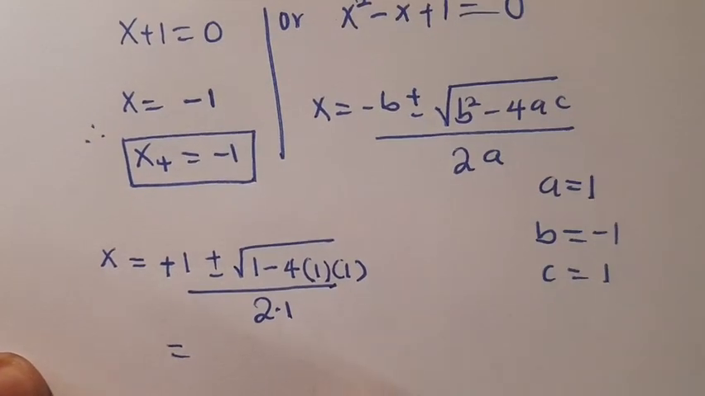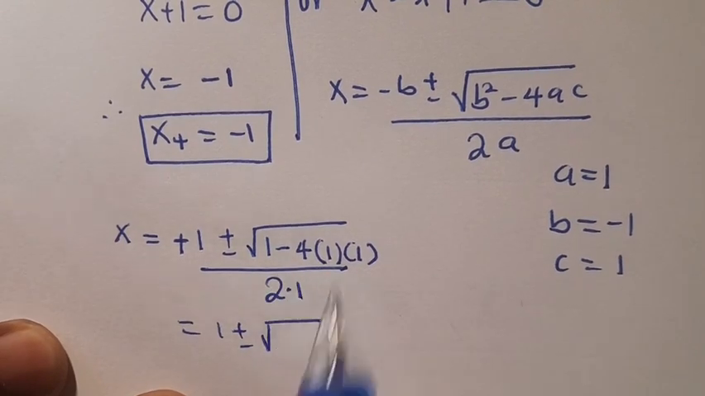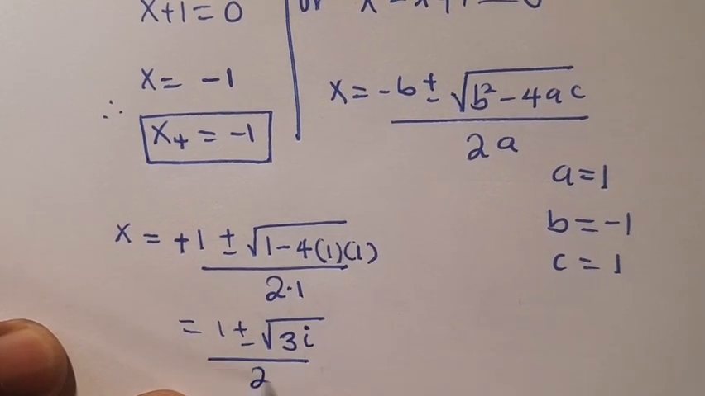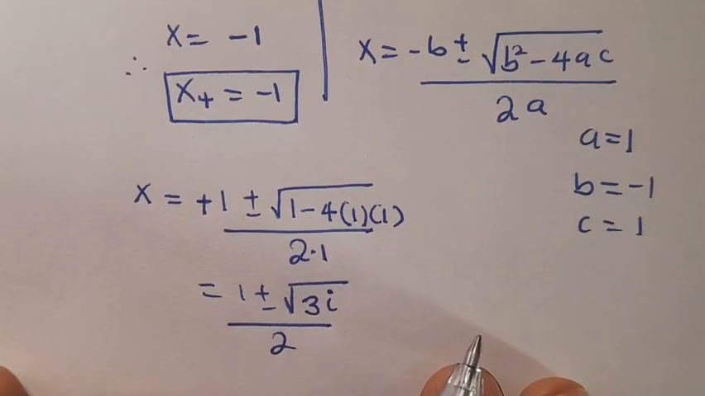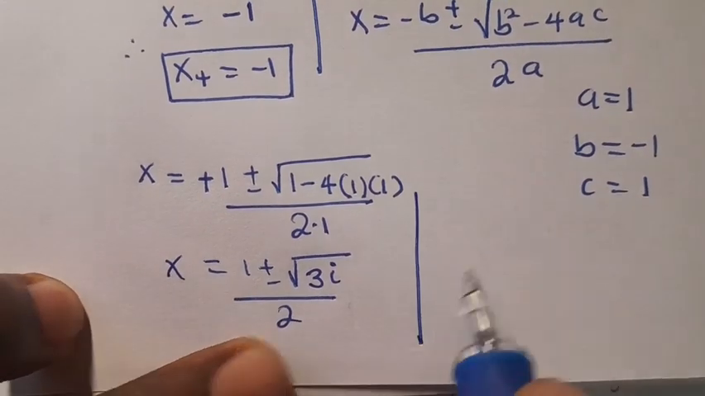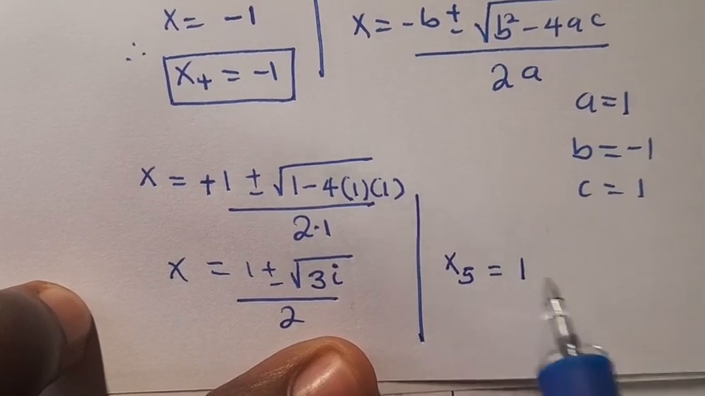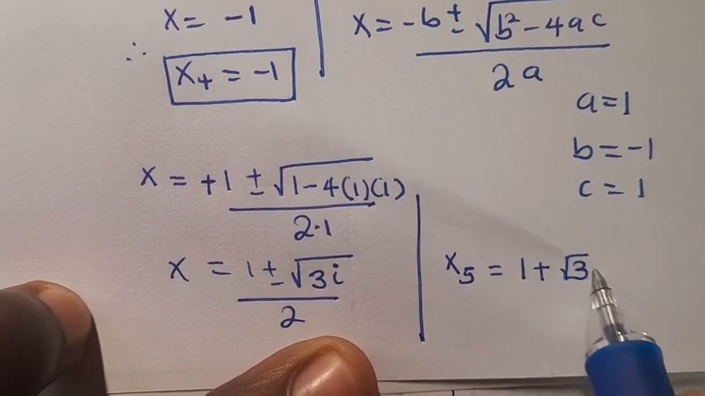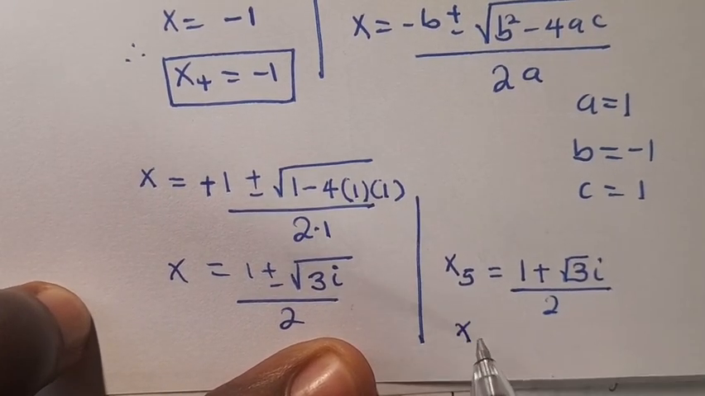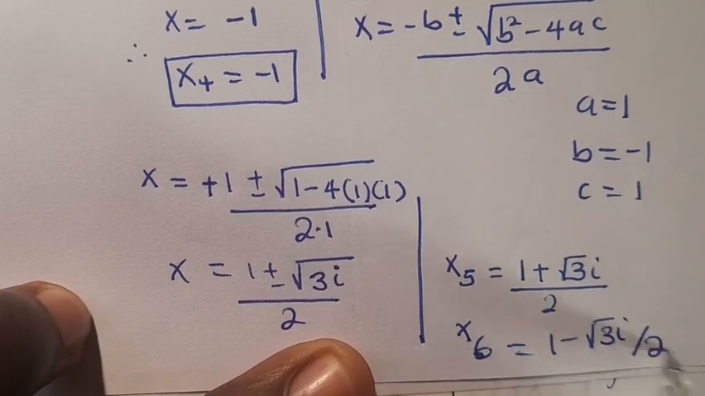And this will be equals 1 positive or negative, square root of minus 3, which is root 3i, divided by 2. So we have x5 equals 1 plus square root of 3i divided by 2. Then we can have x6 equals 1 minus root 3i divided by 2.